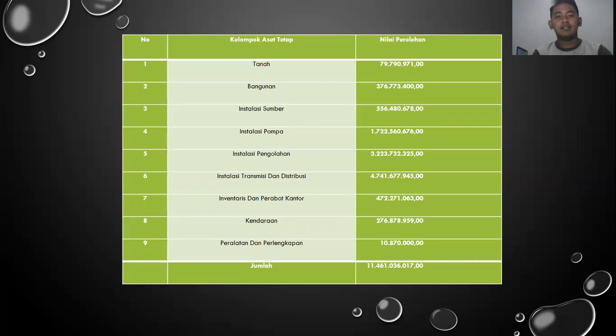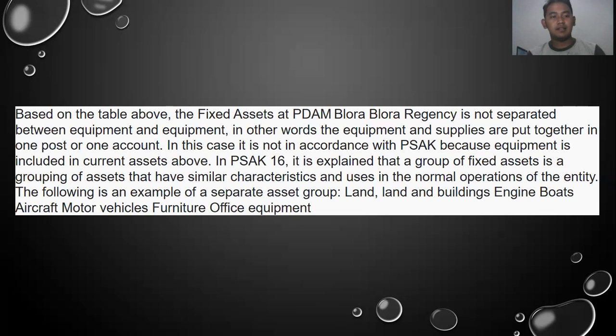And this is the data list of PDAM Blora in 2013. Based on the table above, the fixed asset at PDAM Blora is not separated between equipment and supplies. In other words, the equipment and supplies are put together in one post or one account. In this case, it is not in accordance with PSAK because equipment is included in current asset above.